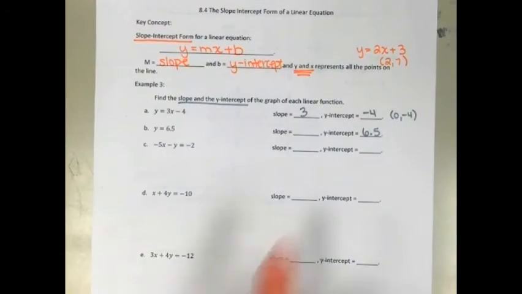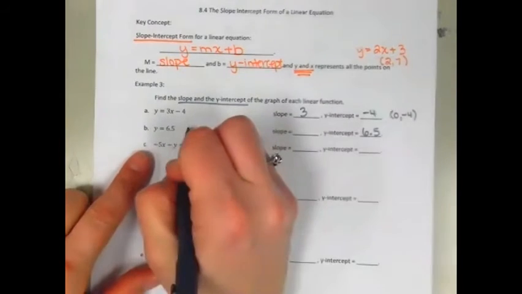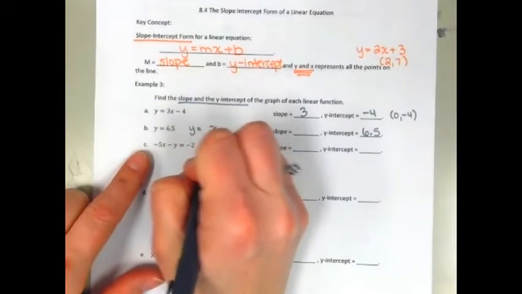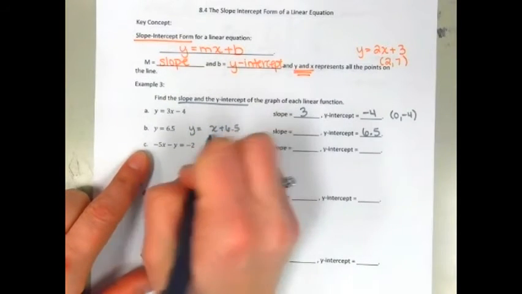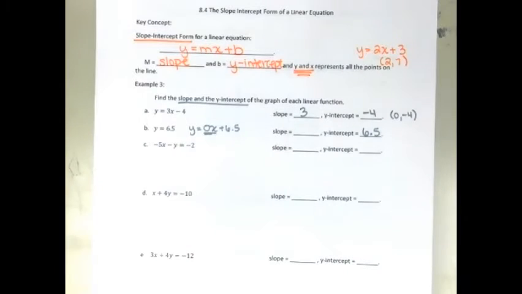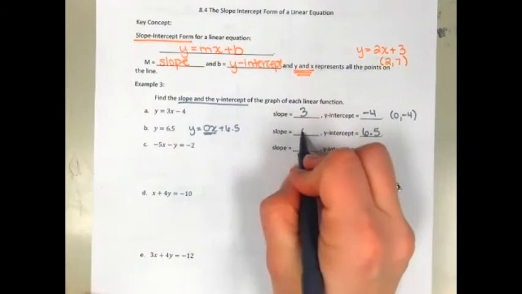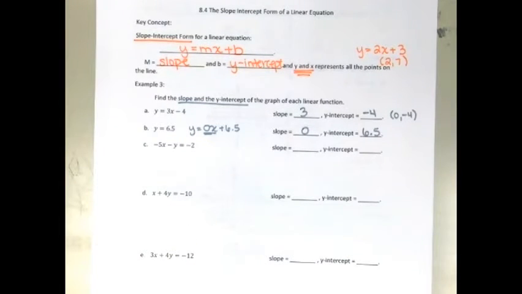Now, what are we missing? We're missing the x, right? What times x would eliminate the x? 0. So what is my slope? 0. Now, someone asked, when would it be undefined?